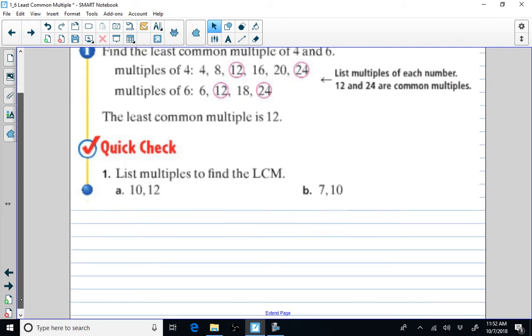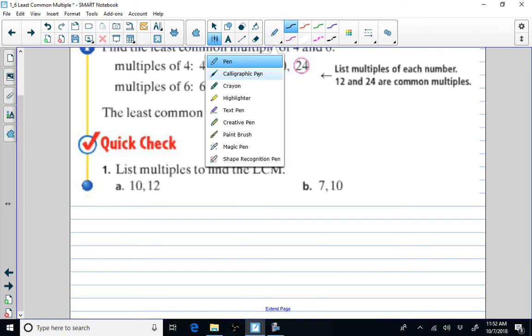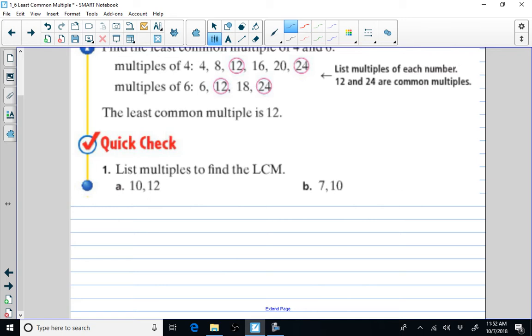Now, to begin, we usually just list multiples to find the least common multiple, and you guys probably did something like this at some point last year. So I would start with my multiples of 10 and my multiples of 12. And we make a list of multiples. Remember, multiples are the product of a number times another number. So 10 times 1 is 10, 10 times 2 is 20, 10 times 3 is 30, and so on: 40, 50, 60, 70, 80, 90, 100. I'll stop there, see if that's enough.